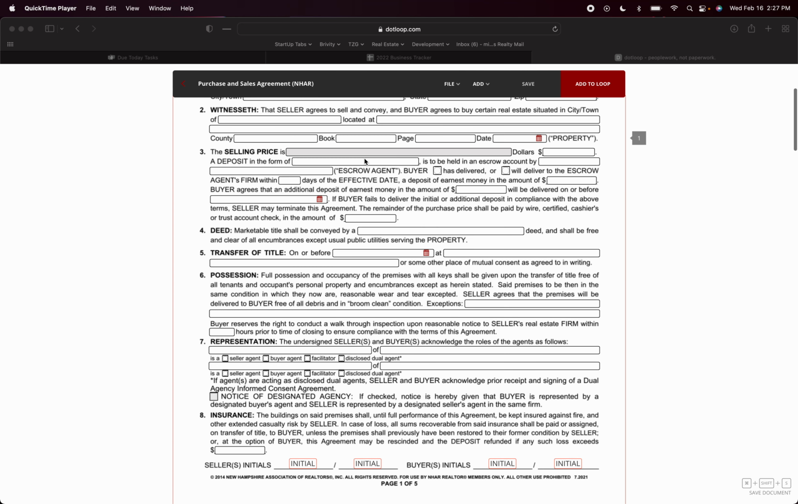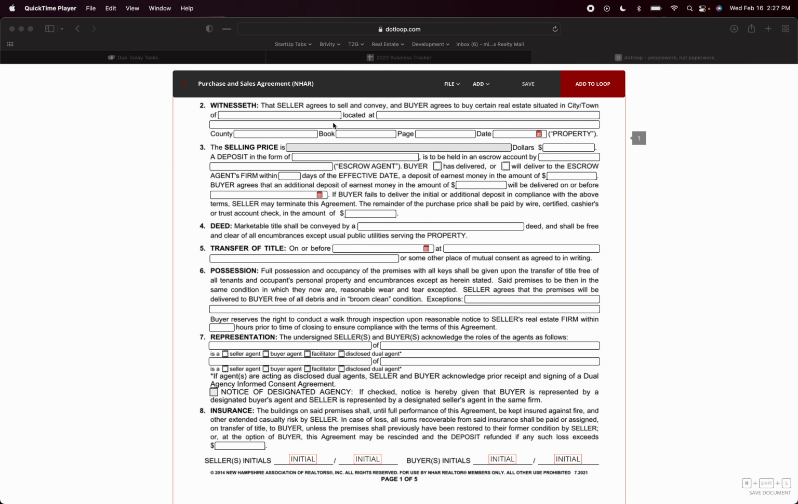In section 2 of the purchase and sale, this is talking about the legal description of the land that is being purchased. So here you'll see agrees to buy real estate situated in city and town. Obviously, that is the city or town that this property is located in. Located at, this is going to be the street address. County is going to be the county.